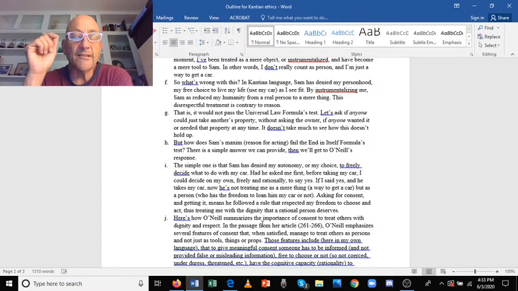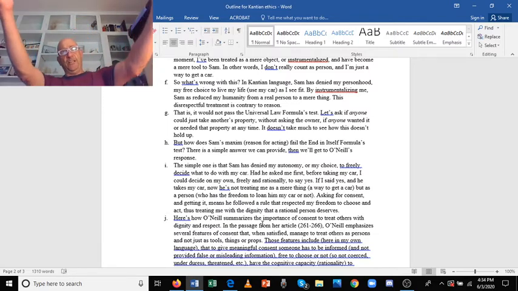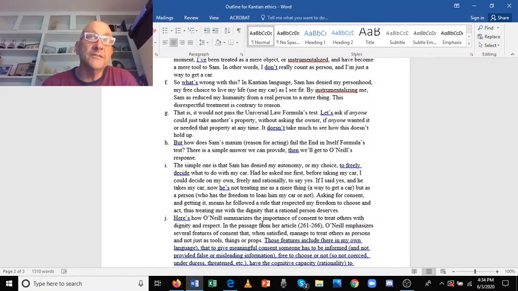I'm in I. The simple answer here is that Sam has denied my autonomy, or my choice to freely decide what to do with my car. Now, if he asked me first before taking it, I could decide on my own, free choice, rational choice, to say yes, it's fine. If I said yes and he takes the car, now he's not treating me as an object or a way to get a car, but as a person who has the freedom to say yes or no. Asking for consent and getting it means he's followed the rule, respected my freedom to choose and act, treating me with dignity. He doesn't have to give some big fancy speech, saying you are a dignified human being and I will get your consent before taking your car. But if he's going to honor me as a person, as a friend, someone who makes his own choices, someone who decides what his own life is going to be, he better say first, hey, can I borrow your car? If I say yes, he's in the clear.